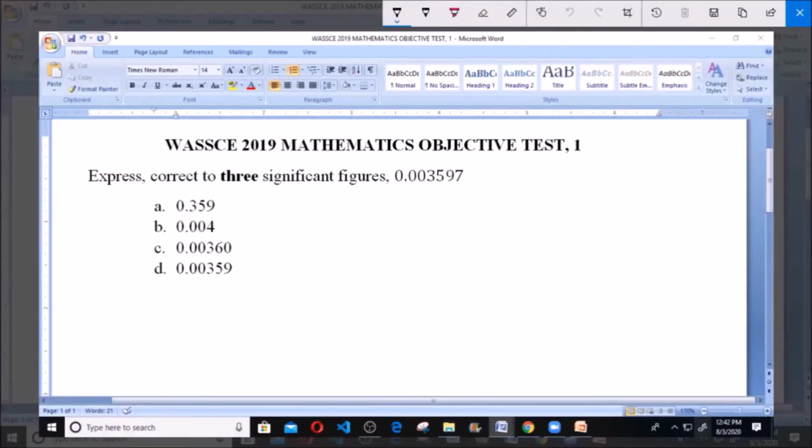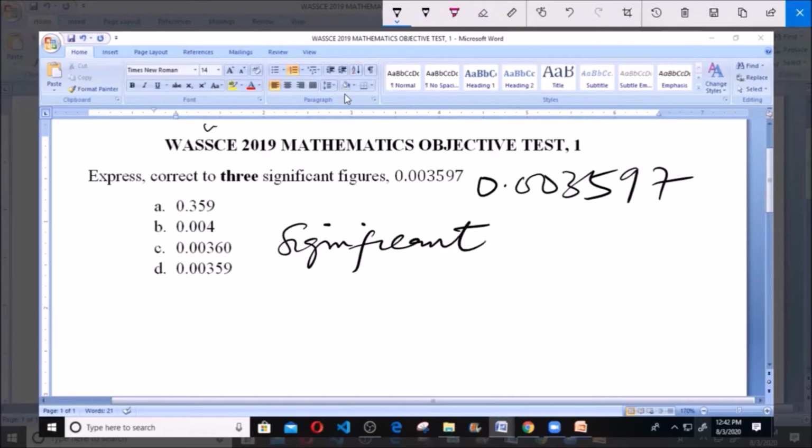Today we'll be dealing with WAEC 2019 Mathematics Objective Test. Question 1. Express correct to three significant figures the number 0.003597. Now express this particular digit to three significant figures. Now what is a significant figure?